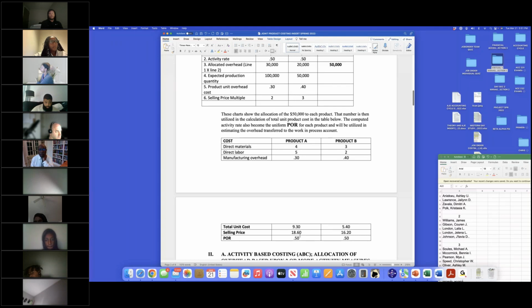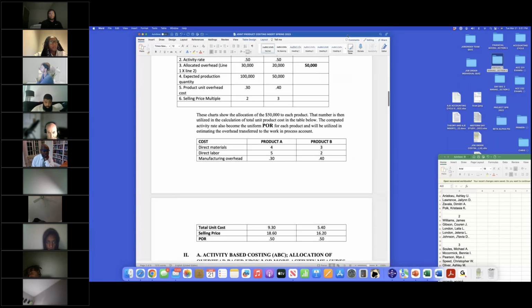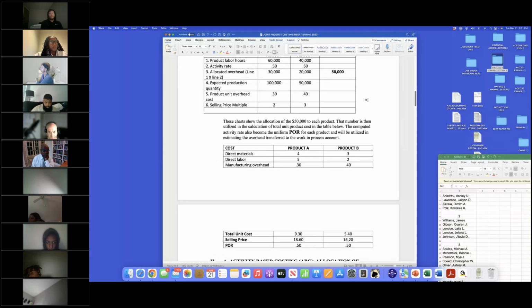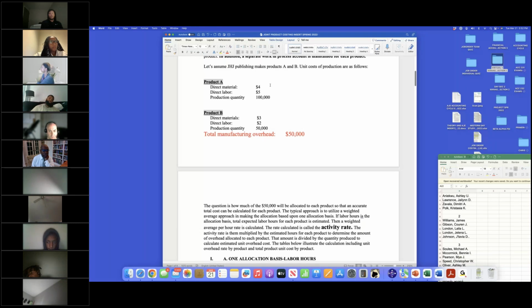Are there any questions? So we just said, let's go back and review. Simply, we knew that the materials was 4, the labor was 5. We knew that on A and on B, we had one overhead number. And so we needed to allocate this overhead 50,000 between A and B so that we could divide whatever was allocated by the quantity to get the unit overhead cost. Because to get the total cost, you always need direct materials, direct labor, and unit overhead cost.